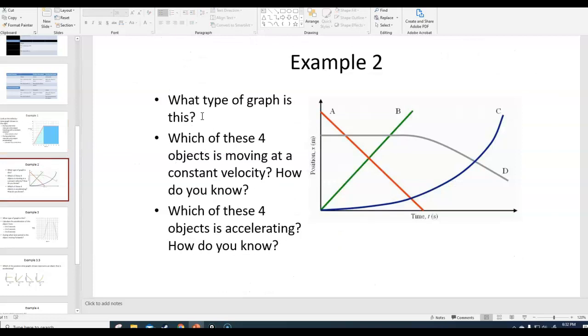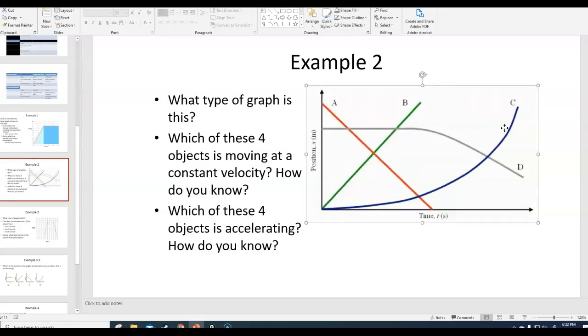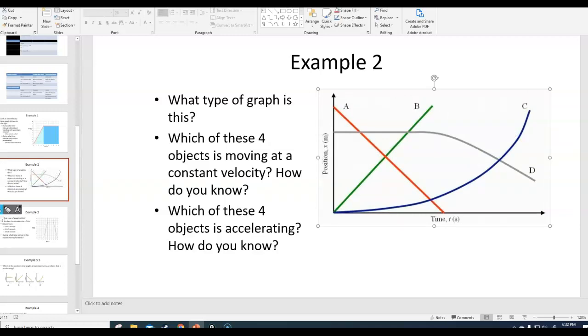Example 2 says, first of all, what type of graph is this? Always look on the y-axis. If it has an x or if it says position, it's a position time graph. So this is a position time graph. That's what I would just say here.